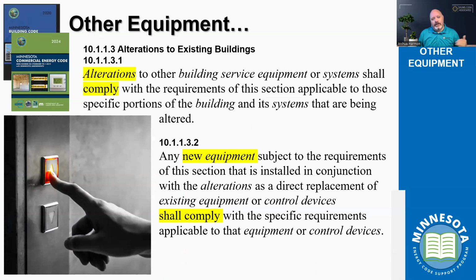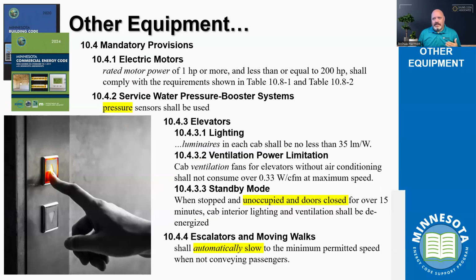Other equipment that are addressed in the energy code are those pieces of equipment that they're going to list a few of here. But when we see alterations or new equipment, we're going to make sure that it complies with the expectations for the building, for the energy code. That's going to address things like electric motors associated with different types of equipment, elevators, escalators, those types of surface water pressure systems.